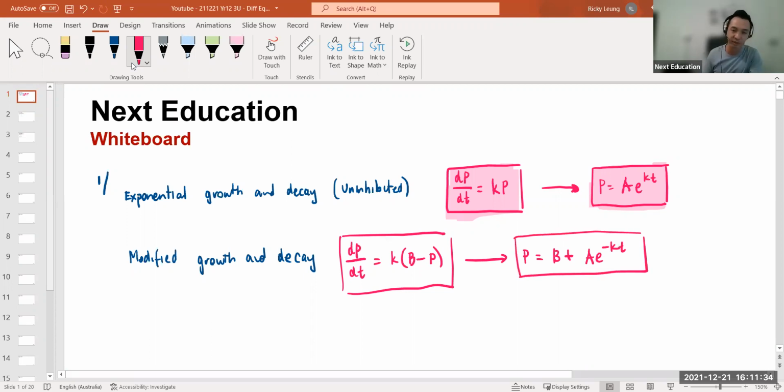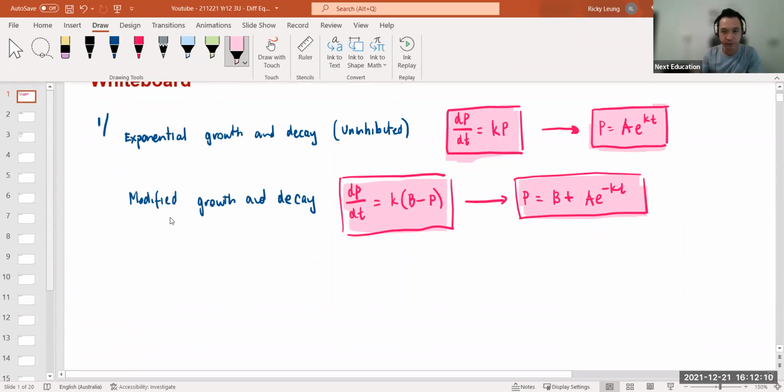Don't quote me on this, but most of the past paper questions I've seen for modified growth and decay always have a negative k, because you're dealing with something that's always coming towards the room temperature or the oven temperature. It's rarely going to be a positive value of k. I think I've only seen it once or twice where it's a modified growth scenario where k is positive and it steps up and increases. Nearly all the cases are with a negative k.